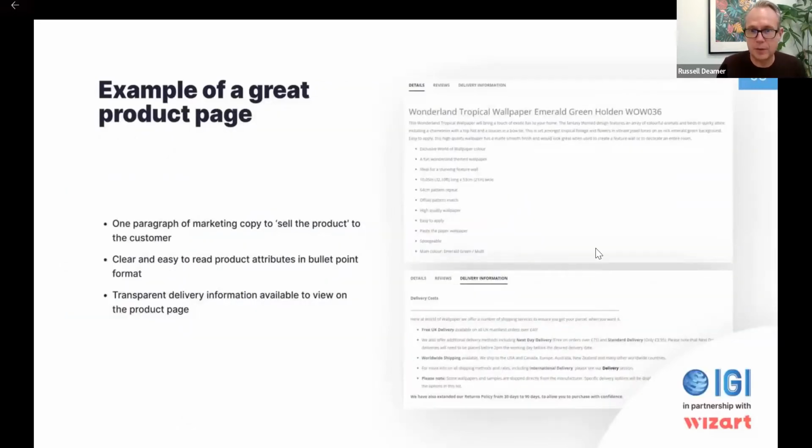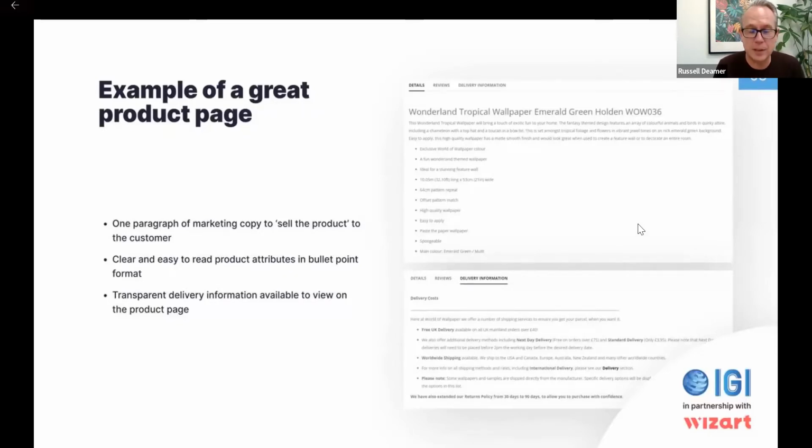And this, very briefly, is below the fold. So this is the detail that we have on this page. A little bit of marketing copy. We don't want to go into too much detail, but there's a nice paragraph there with the key features and benefits of the product, which we believe has a story. So it's good to have that one paragraph, with attributes as clear and easy to read bullet points, and then transparent delivery and return information. They all help to sell us and the product and increase conversion rates.